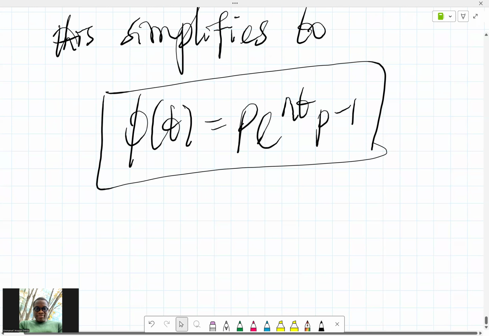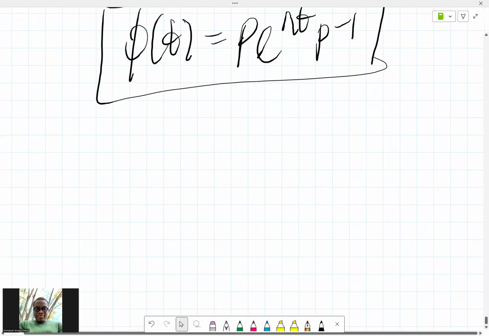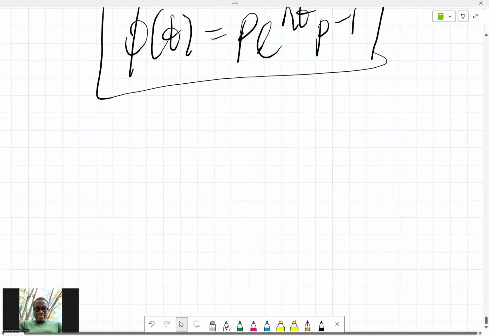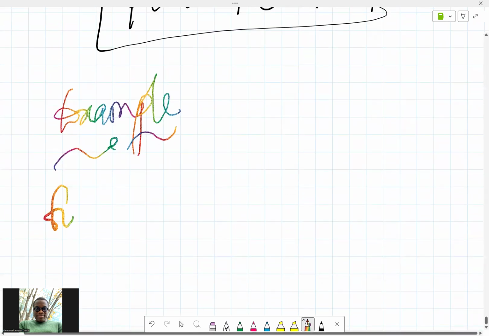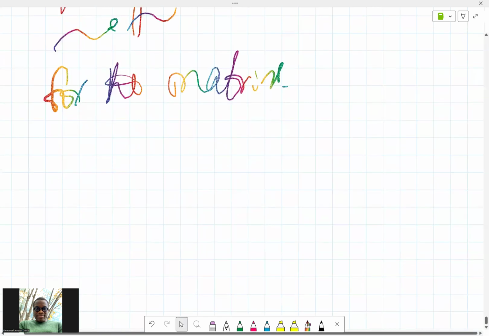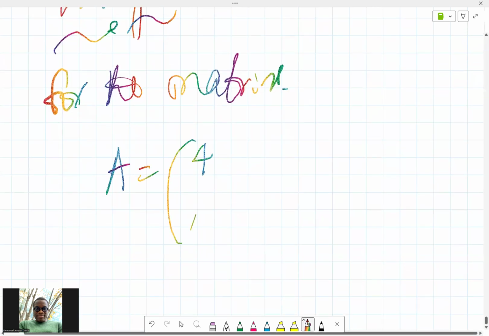So finally, okay, this sounds like a repetition, but let's just go through with it. Again, an example, the same example we did before, just for emphasis now. So for the matrix A, which is 4, 1, 2, 3.